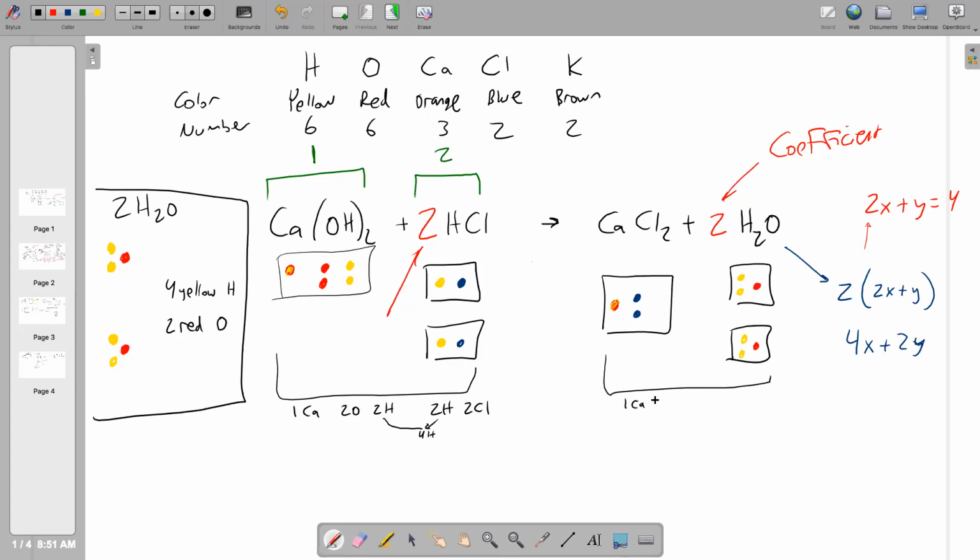So there's 1 calcium, 2 chlorines, and then because it's 2 times 2, you'd have 4 hydrogens and 2 oxygens. So altogether, 1 calcium and 1 calcium, 2 oxygens and 2 oxygens, 4 hydrogens and 4 hydrogens, 2 chlorines and 2 chlorines. That's a way to reconcile the number of atoms on each side of the reaction.